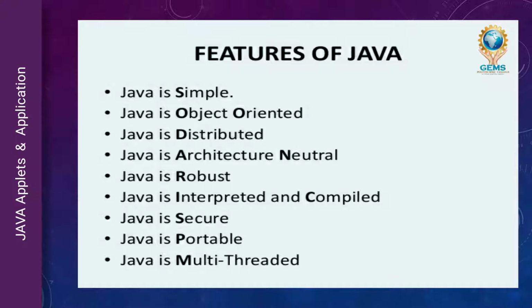Java is architecture neutral. I already told architecture neutral: you can execute Java code on any operating system. Java is interpreted and compiled. Java uses the Java virtual machine to convert the code to bytecode to machine-level language. Java is secure. One of the features is encapsulation. Encapsulation talks about the security in the Java programming language.